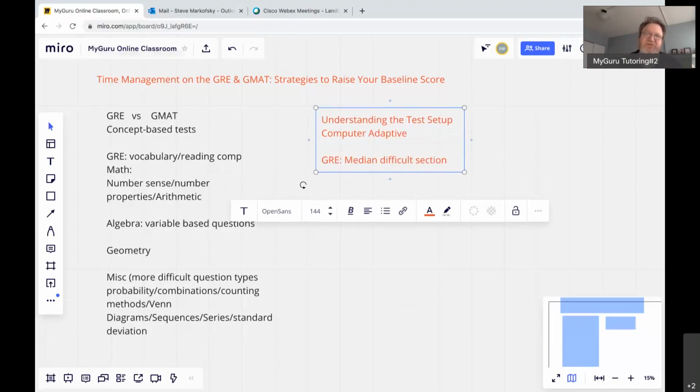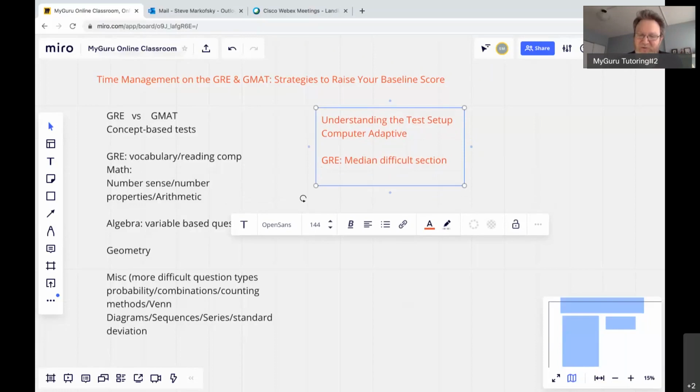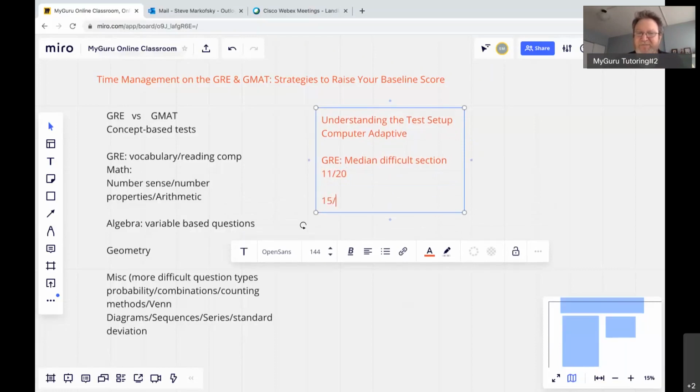All right. So because you're starting with a median section, depending on how you do, that's going to affect what happens with the second section. You don't know exactly what the cutoff is going to be, but if you end up with, say, 11 out of 20 questions correct, that's pretty much a median score. So that probably ensures that the next section is also going to be the same level. All right. But if you get something like 15 out of 20, that'll be good enough to advance to a more difficult section for the next one.